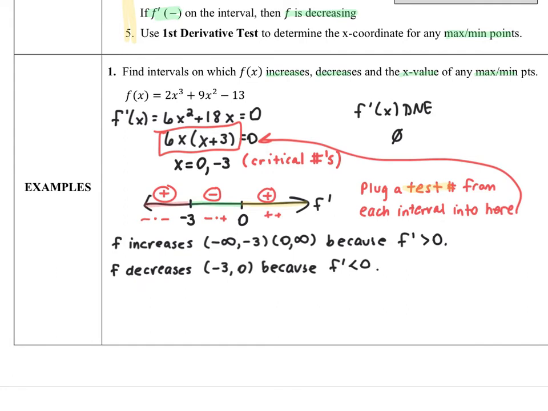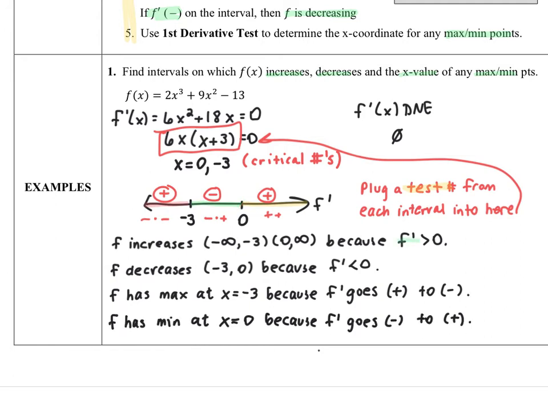And then when I see my f prime go from a positive to a negative, what that indicates is f is going from an increase to a decrease. So what's happening right here at the -3 is a maximum on the graph of f. And then here where I see f prime going from a negative value to a positive value, I know at the 0, f is going to have a minimum. Notice that all of my justifications are short, sweet, and to the point, and also that they all mention f prime, in every single one, so just make sure you do that as well.